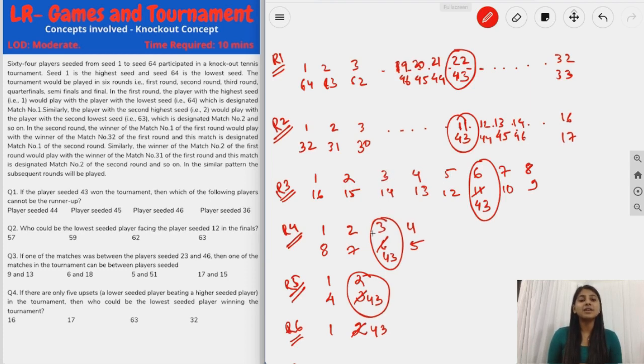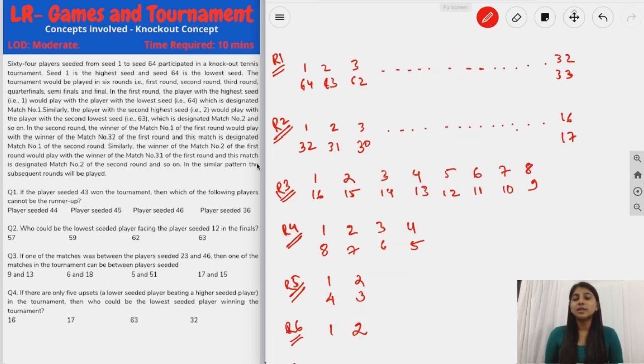And we see here, if 46 is coming in at this position, then for 43 to become the winner, 43 has to eliminate 46 at this stage, which means 46 can never proceed and become the runner-up. So the correct answer is option C, player seeded 46. In the next question, who could be the lowest seeded player facing player seeded 12 in the finals?